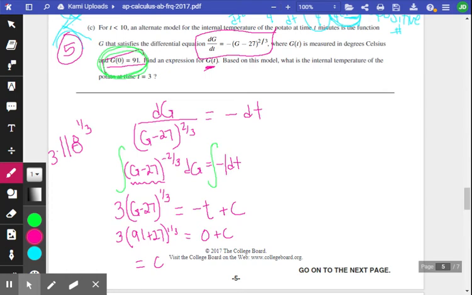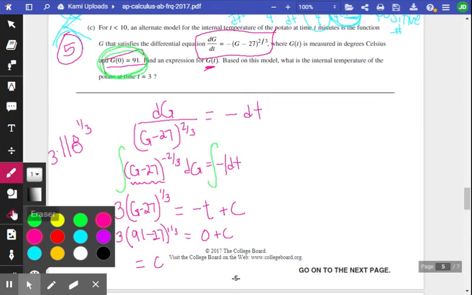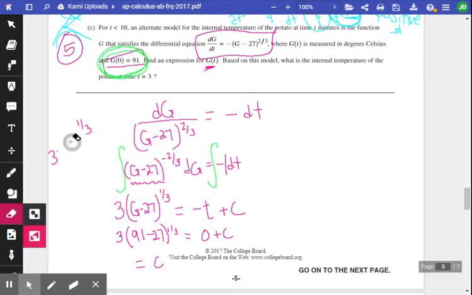What did I do wrong? Oh my God. Because this is subtraction. Whew. See, you're yelling at me, I'm sure. This is subtraction. So this is not 118. This is 91 minus 27 is 64.